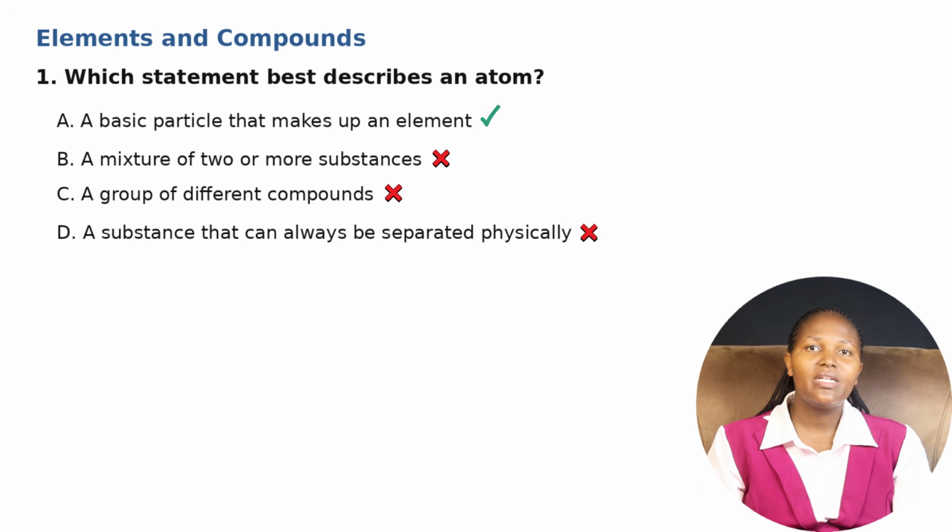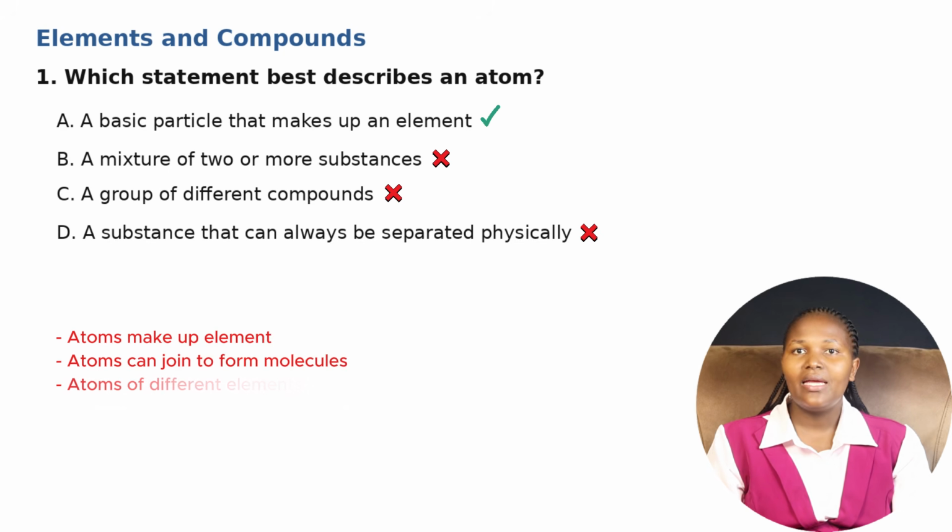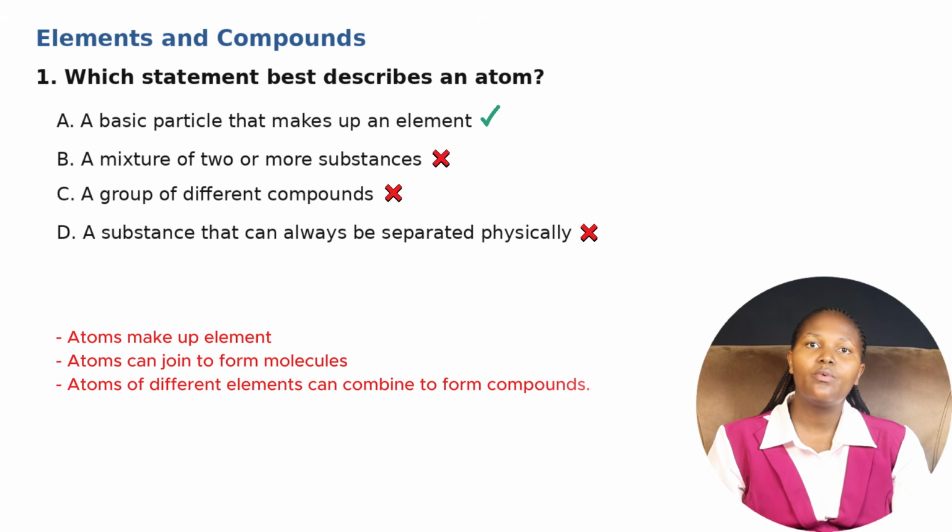Now one of the most important things you are supposed to understand is that atoms make up an element, and atoms can join to form molecules, and atoms of different elements can combine to form compounds. For example, water is made up of hydrogen and oxygen atoms. Now, if a question asks for the simplest particle in this topic, you are supposed to first decide whether it is asking about an atom, a molecule, an element, a compound, or a mixture. And then with that, you should be correct.